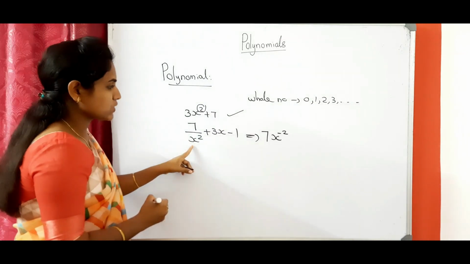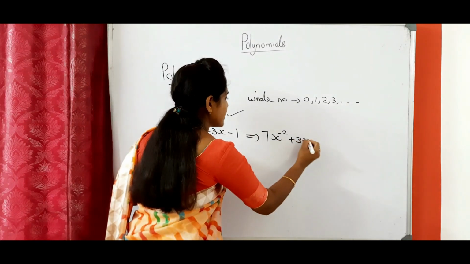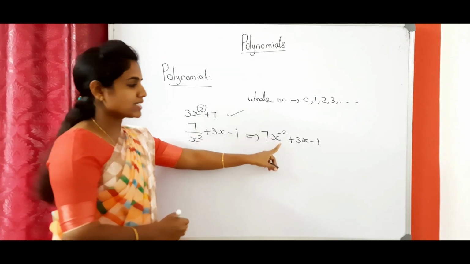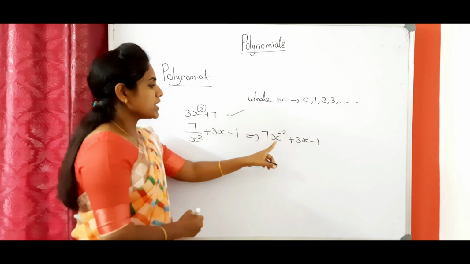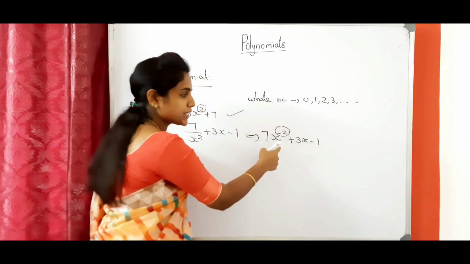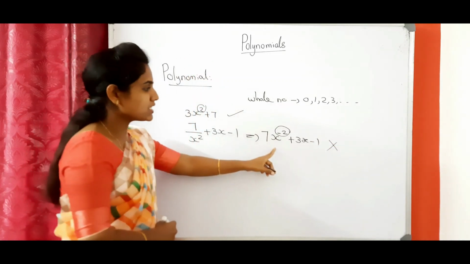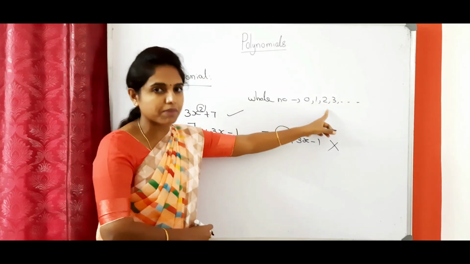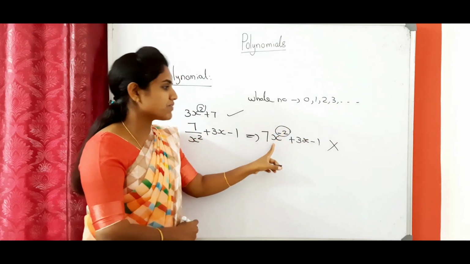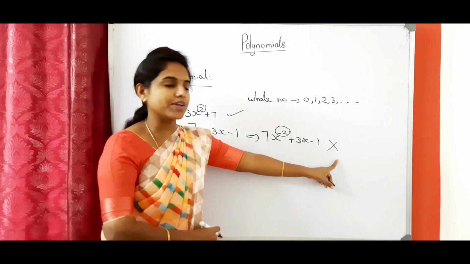7 by x square means 7x power minus 2 plus 3x minus 1. Now you see the variable power. Here what is the variable? x. The variable power is negative. Therefore, it is not a polynomial. Our condition is that the variable power is a whole number, non-negative integral exponents. But here the variable power is negative. Therefore, it is not a polynomial.